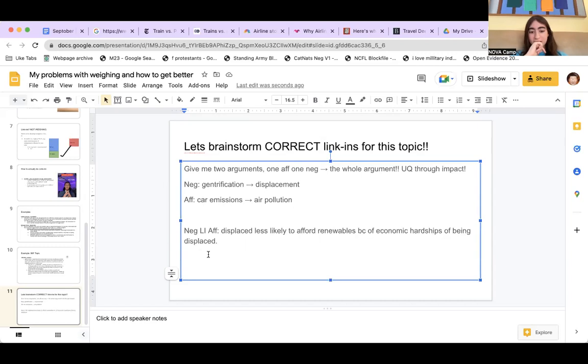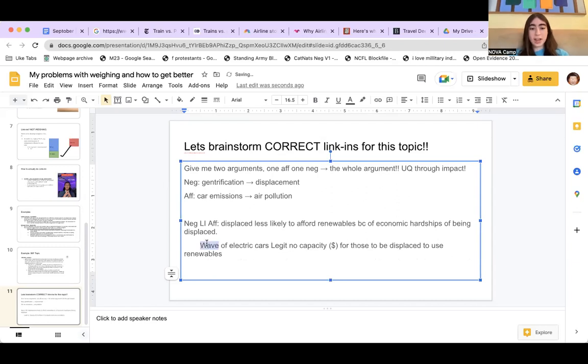You can say that there's literally no capacity for those who are being displaced. Here's actually really good thinking. Legit no capacity, which is the money, for those displaced to use renewables. Or actually, let's phrase it as this, I think this is really good. You first say that there's a trend of electric cars, and in the next decade, most Americans will shift to electric or hybrid, right?